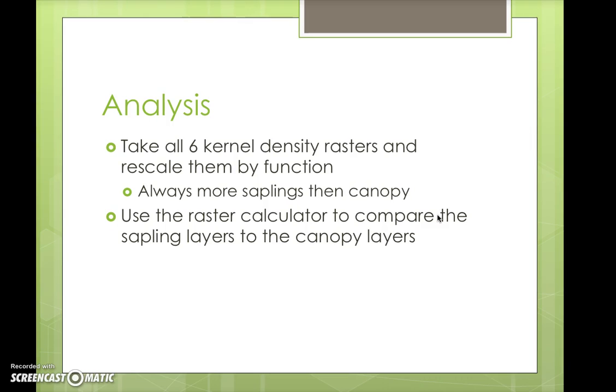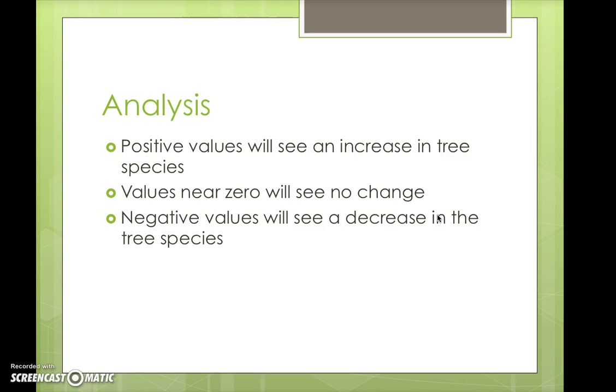So we're going to take all 6 kernel density rasters and rescale them by function. Like I said, there's always going to be more saplings than canopy. So after we do this, we're going to use a raster calculator to compare the sapling layers to the canopy layers. So we're just going to subtract saplings from the canopy. Our positive values are going to show us an increase in tree species. Values near 0 will see no change, and negative values will see a decrease in the tree species.